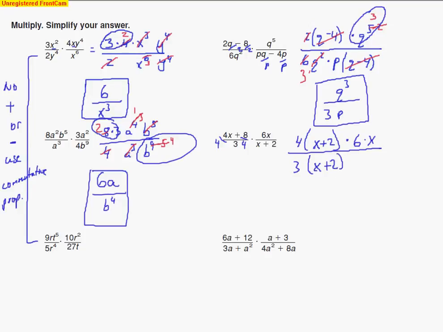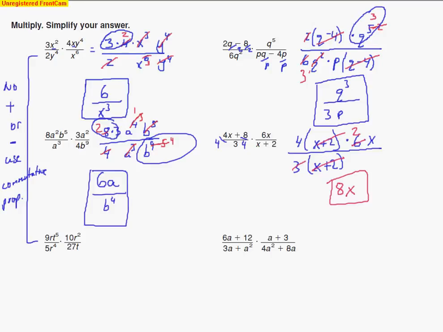So now let's do some reducing. What we can do is cancel out this 3 and 6. 3 goes into 6 2 times. And the x plus 2's are gone. So everything canceled out on the bottom. So all we have is a 4 and a 2, which make 8, and an x. And there's our answer, just 8x, or 8x over 1.